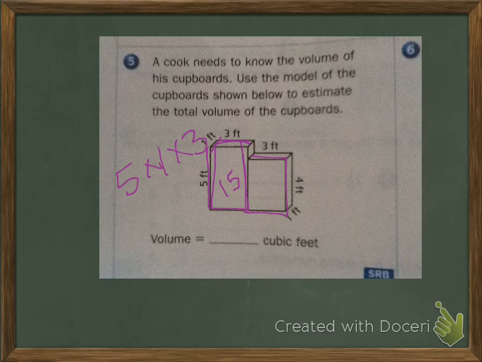So now we have to do the other side, which is 1 for the width times 4 for the height times 3 for the length. 1 times 4 is 4. 4 times 3 is 12. So now we have 15 and 12, and we have to add them together, which would be 27 cubic feet.